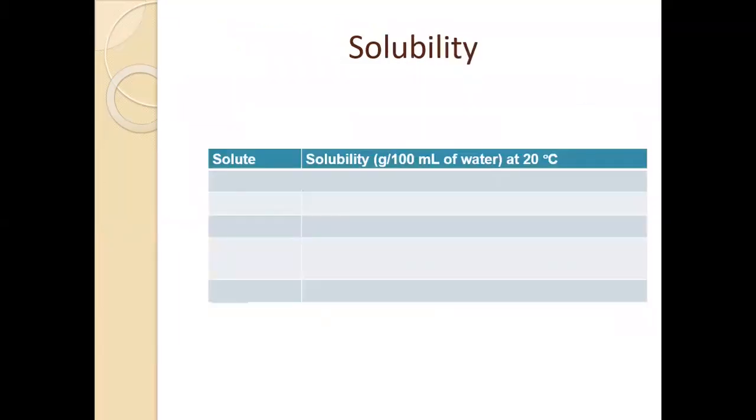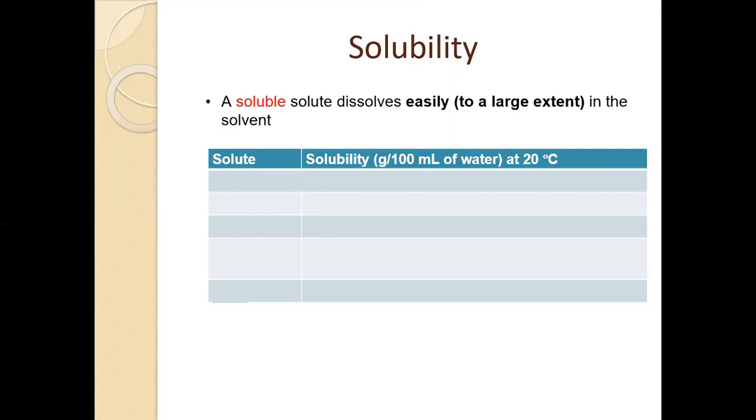So if we want to make a solution, regardless of what physical state the solute is or what physical state the solvent might be, then we want to make sure that it's going to be roughly easy to make this solution. So as a result, we want to choose a solute that is expected to be soluble in that solvent. A soluble solute is a solute that's able to dissolve relatively easily in that solvent. More precisely, it's able to dissolve to a large extent in that solvent.